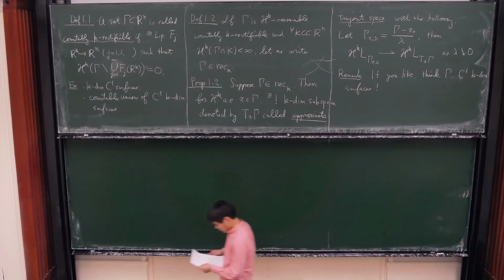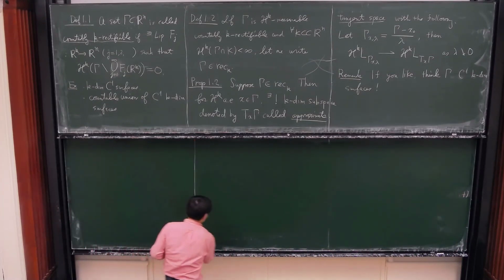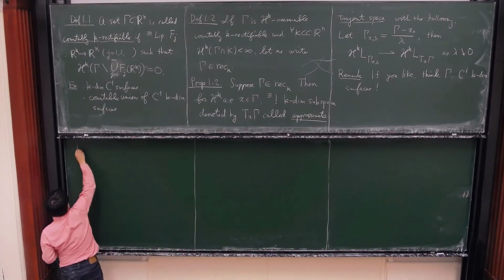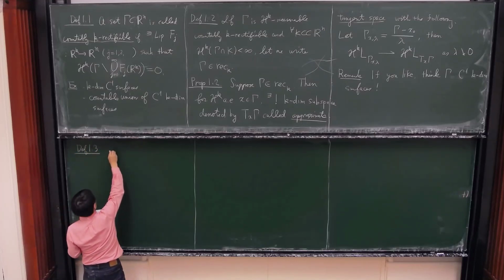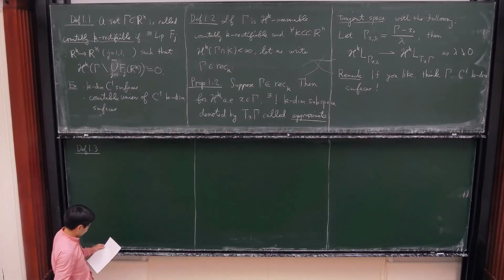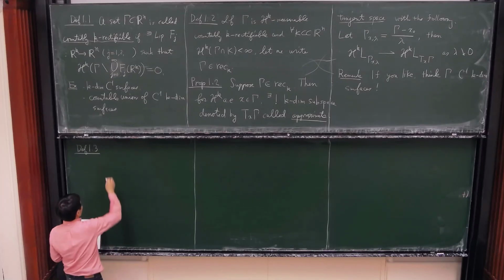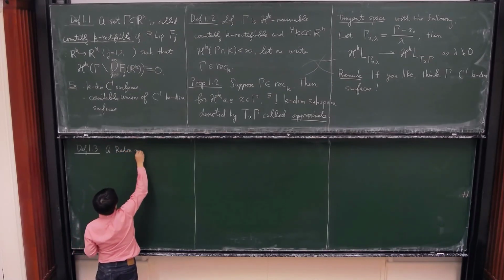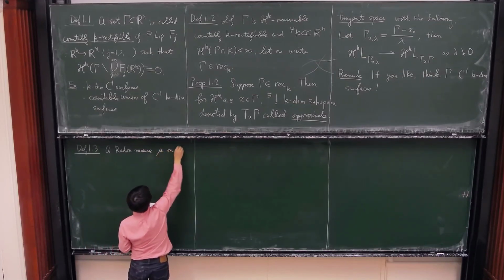A few more definitions from GMT kind of things. I need two more things. 1.3 is that now I'm going to talk about, in general, just the Radon measure instead of the one that comes from the surface measure. So let me just reintroduce this notation. A Radon measure, if you like, you can think of surface measure mu on Rn.